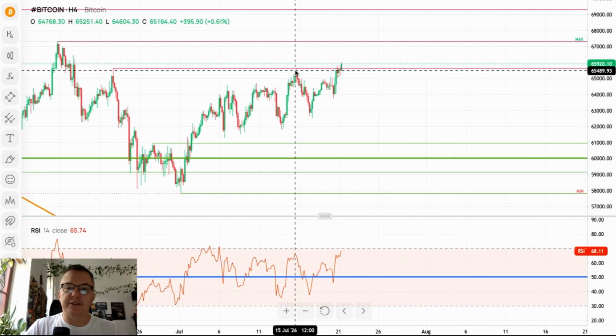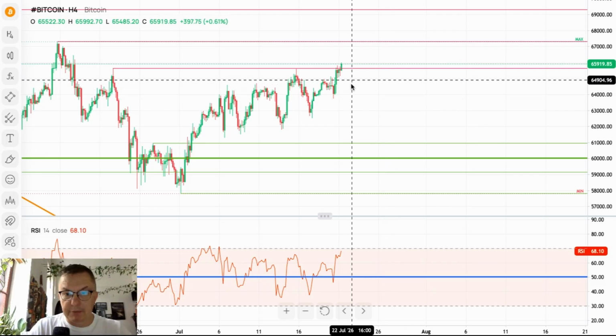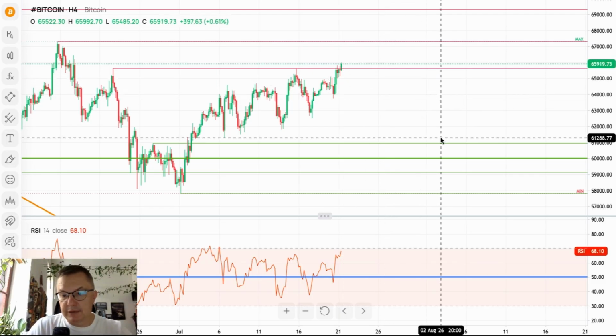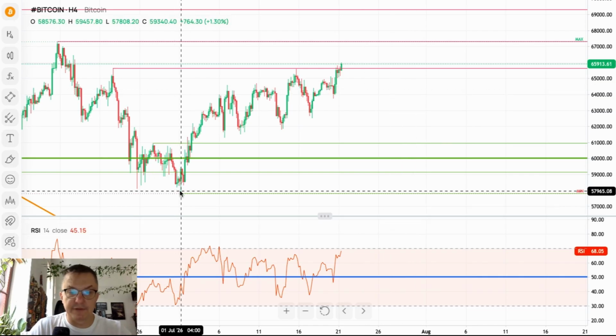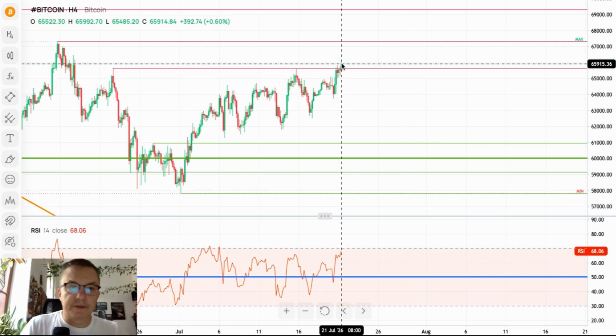So maybe let's finish and wrap it up here with Bitcoin on weekly, and I think it's even on monthly highs, yeah, because this is the low from the 1st July. So weekly, monthly highs on Bitcoin.